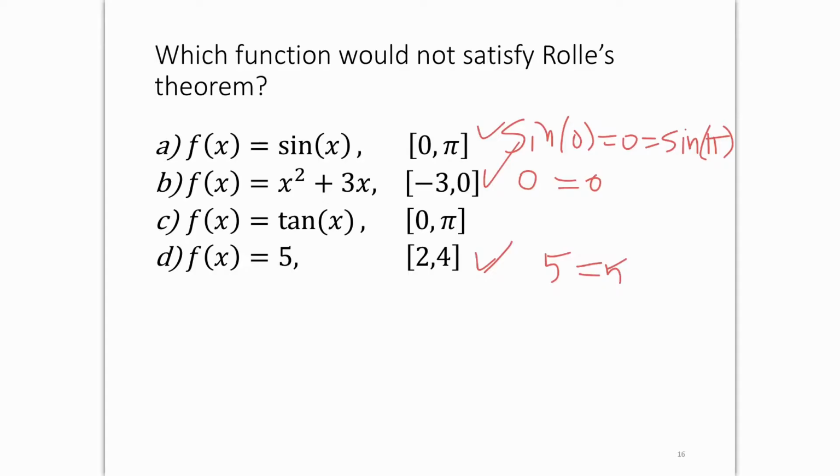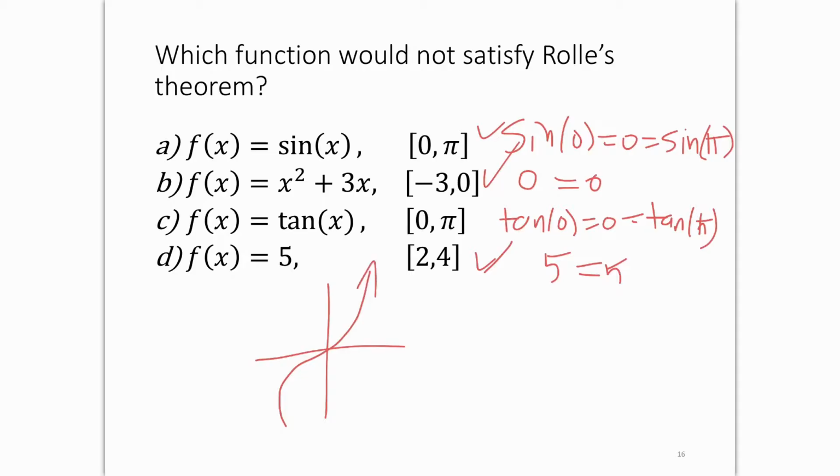For tan, we could check the endpoints. Tan of 0 is 0. And tan of pi is also 0, so the endpoints are good. Tan is continuous and differentiable, but only within the interval of its periodicity. As tan goes from minus pi by 2 to pi by 2, it's continuous and differentiable. But then you've got that asymptote right there, and it is not continuous at pi by 2 until it picks up again for the next period. So tan is not continuous on this interval, which means Rolle's theorem does not apply.